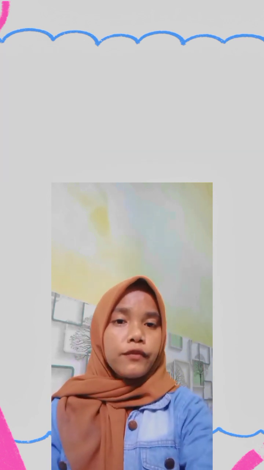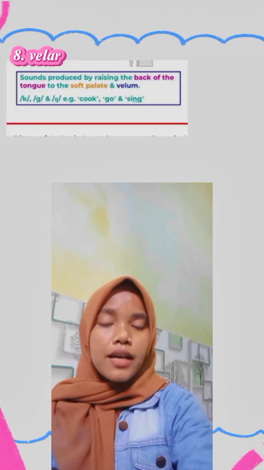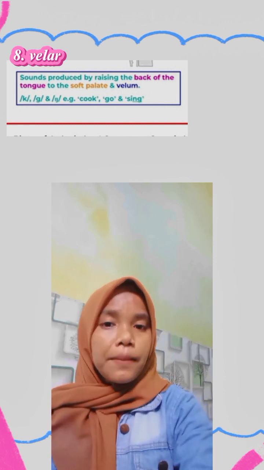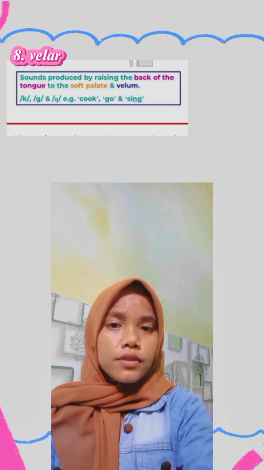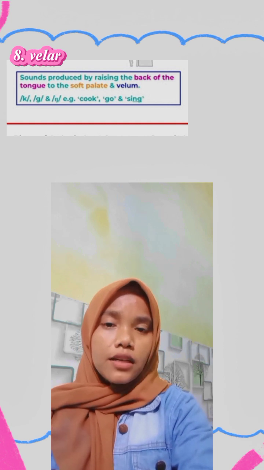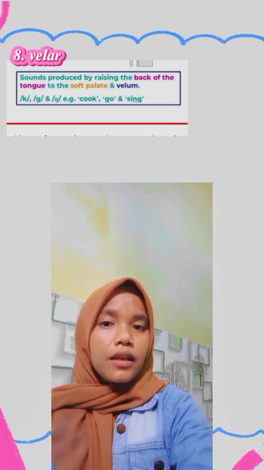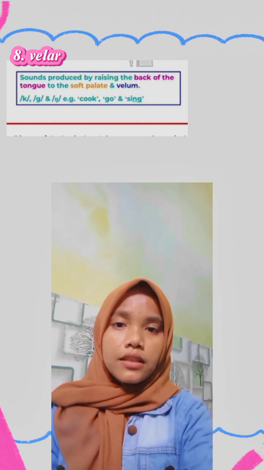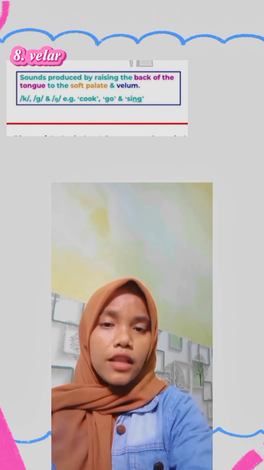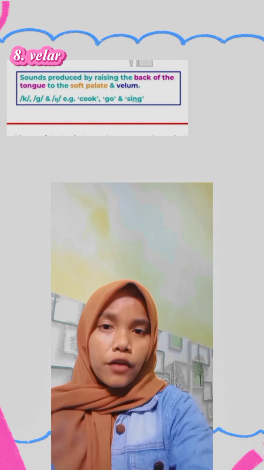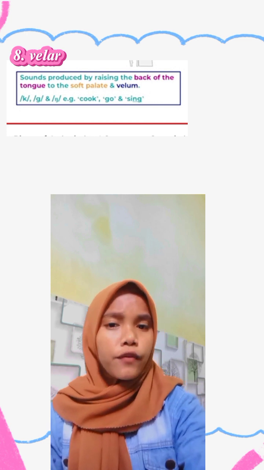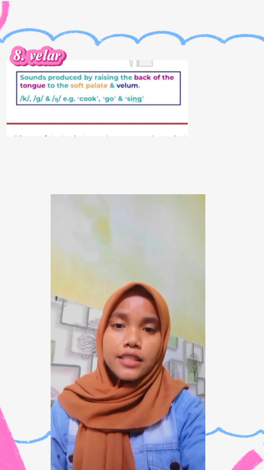Next one we have the velar. Now the sounds are produced by raising the back of the tongue, so not the tip, not the middle, but the back of the tongue, to the soft palate. That's even further back than the hard palate, and the velum is the little thing that hangs freely if you open your mouth really wide in the front and you say ah. You can usually see it hanging from the roof of your mouth.